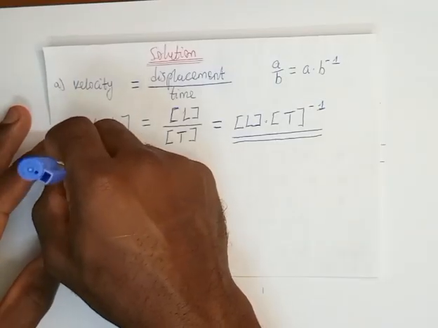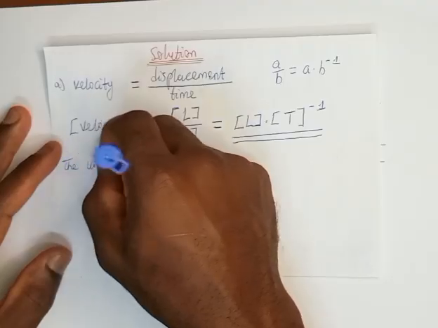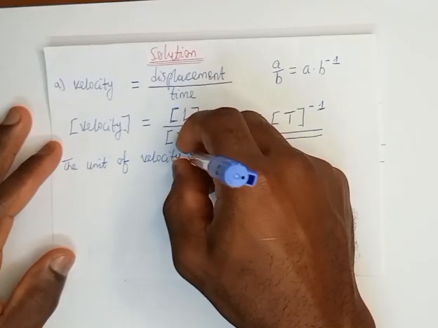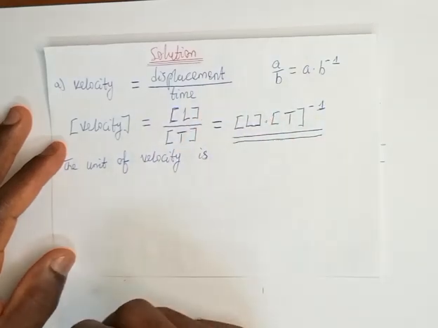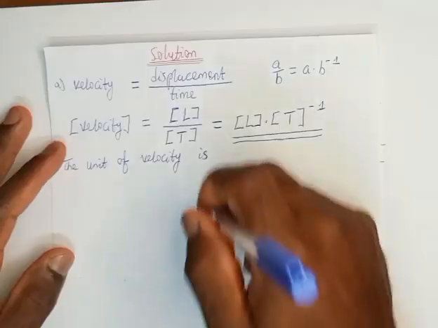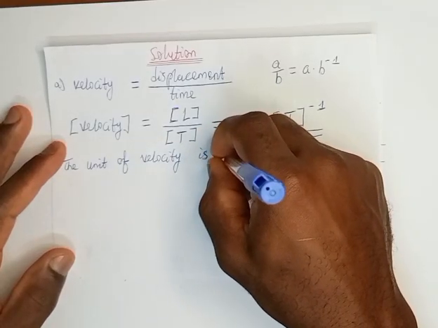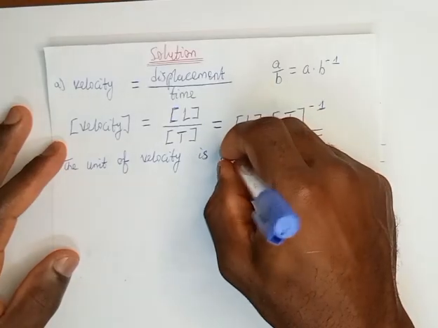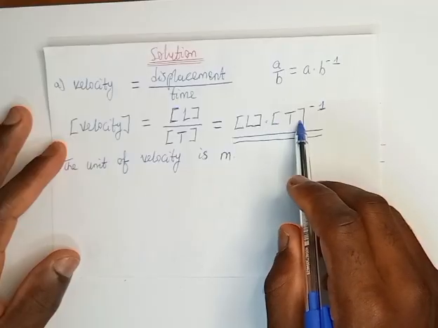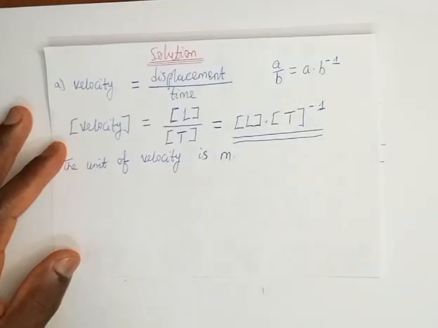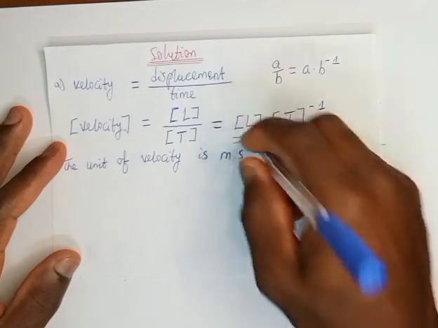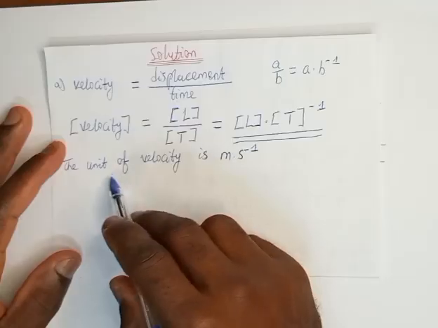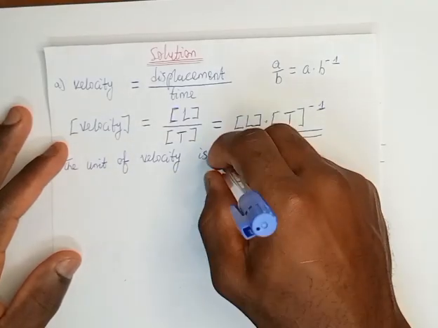Now let's write down the units. The unit of velocity is, the unit for length is the meters. We replace L in square brackets with m. Then we multiply it by, we replace T in square brackets with s because the unit for time is seconds. Then we raise it to the power negative 1. The unit of velocity is meters per second.